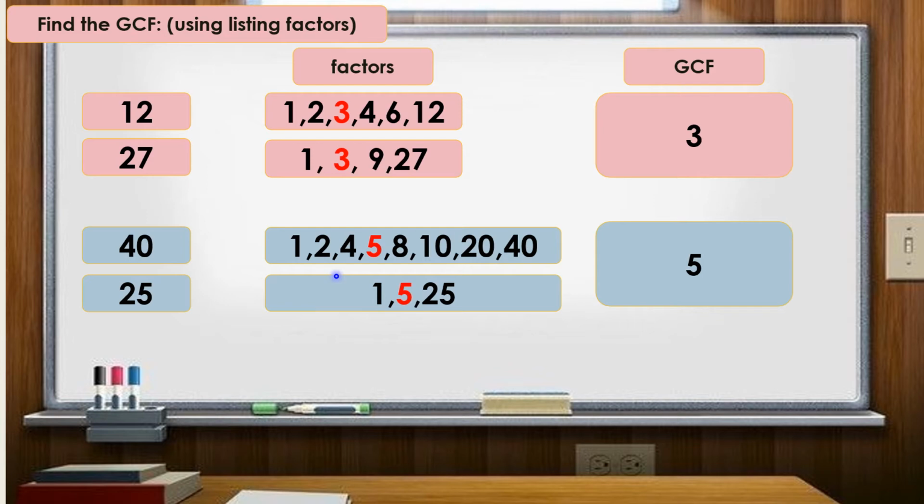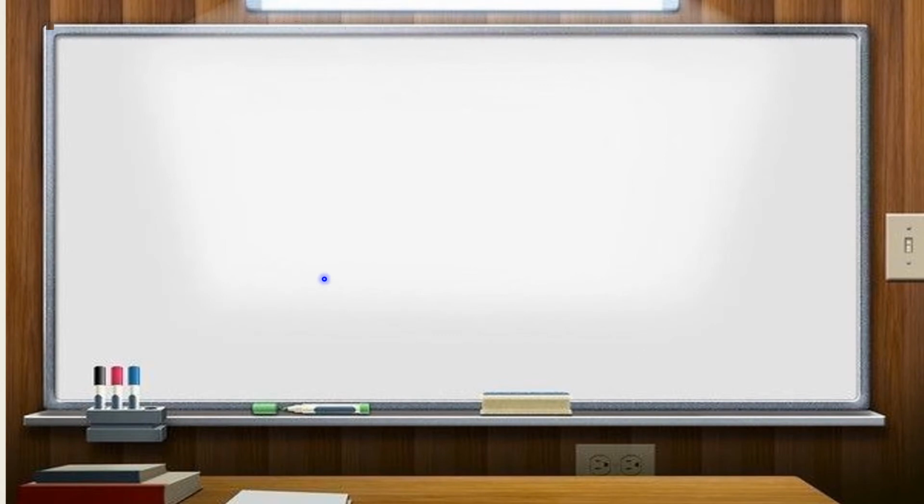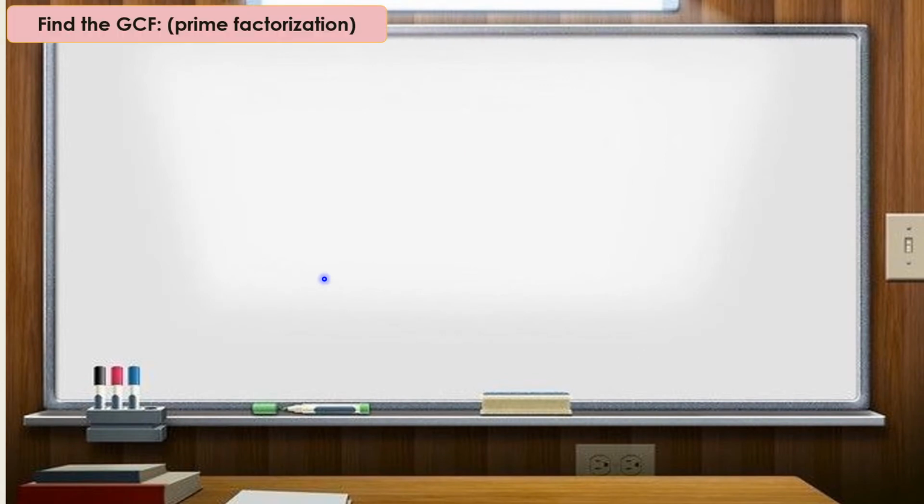So that is the first method that we use in solving for the GCF. Next, the method of using prime factorization in getting the GCF. We all know that prime factorization has many methods. I suggest you use the one that is easiest for you. For me, the easiest is the factor tree. It's up to you. Okay.